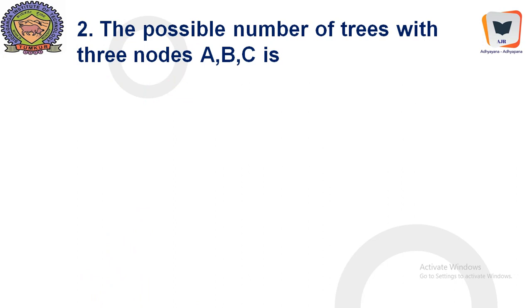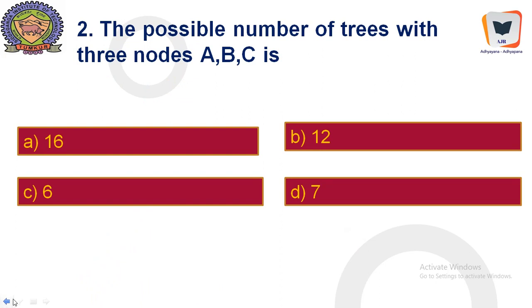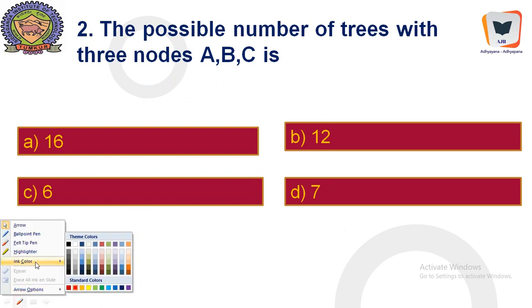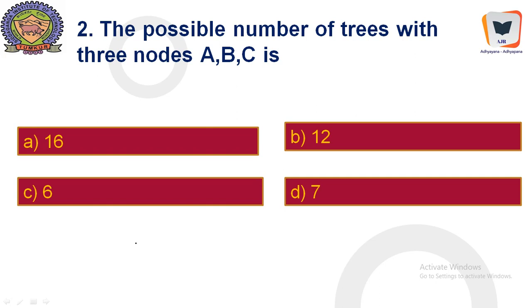The possible number of trees with 3 nodes A, B, C. We will write the possible number of trees, then we will get a clue as to which should be the correct answer. If A were to be the root, then we can have one form of the tree like this, B over here and C over here. Similarly, in the same token, if we want to have C at the root node, then we will have one more tree like this. When we have B at the root node, we will have another tree.